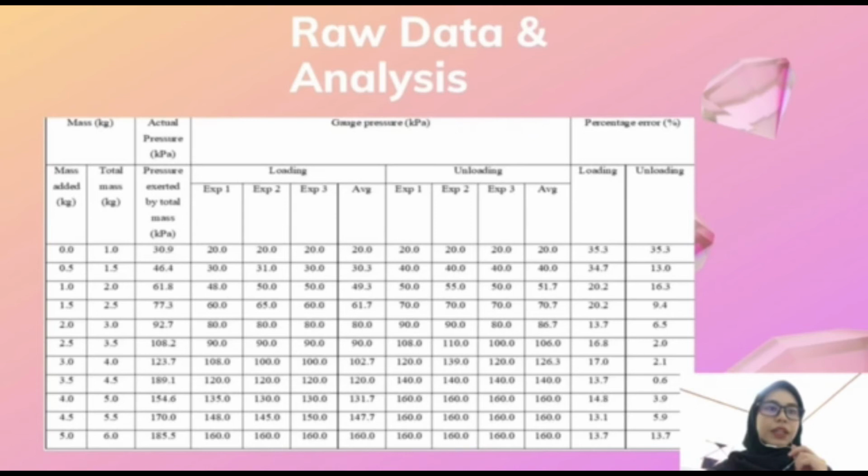As for the unloading category, the highest percentage is also 35.3% with the total mass of 1 kg also, and the lowest percentage, which is 0.6%, is with a total mass of 4.5 kg. That's all for raw data and analysis.